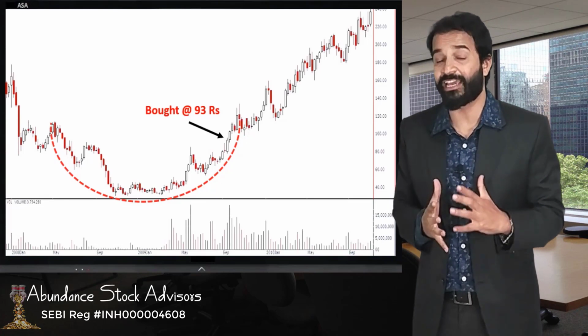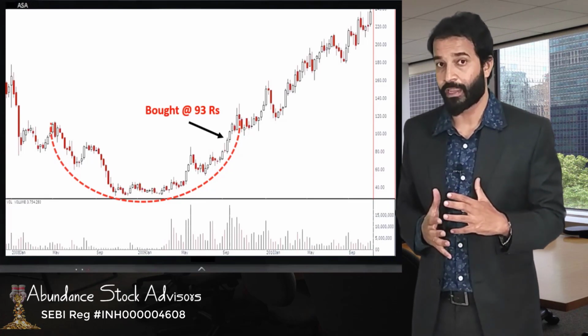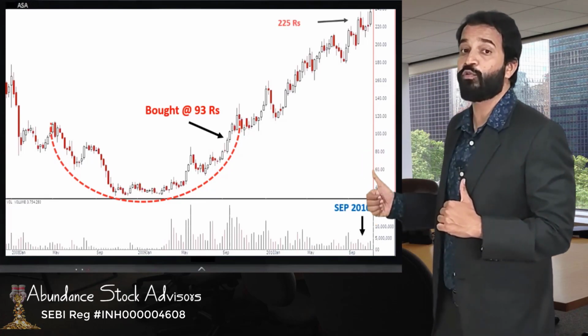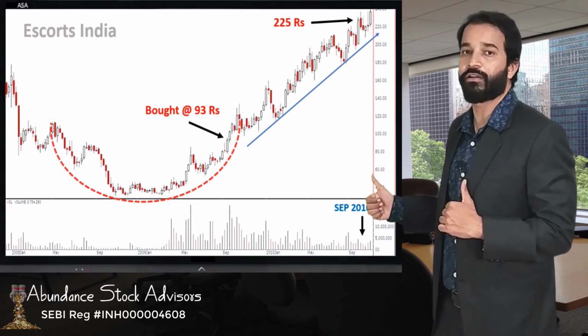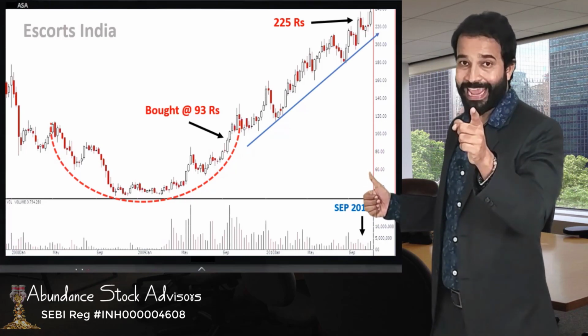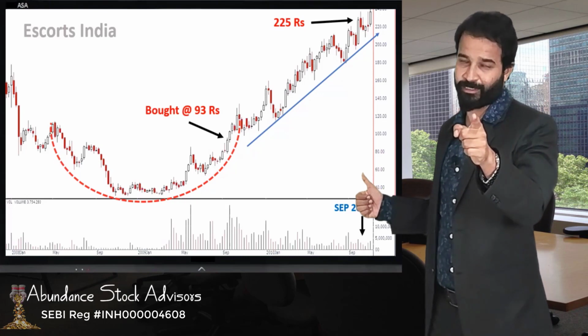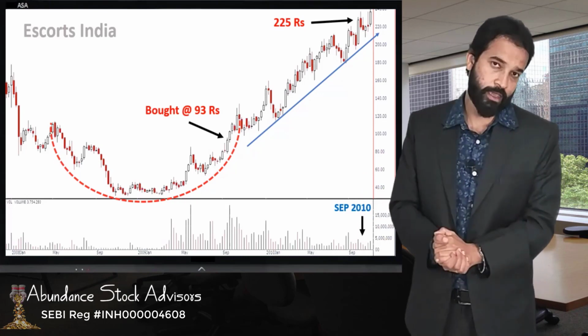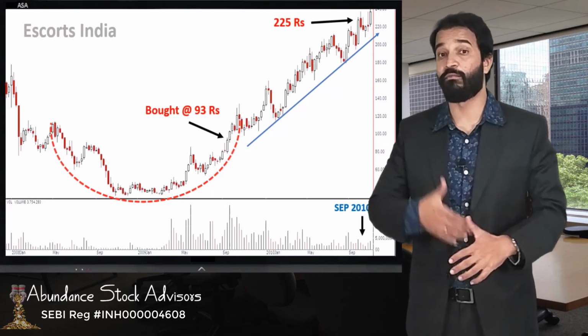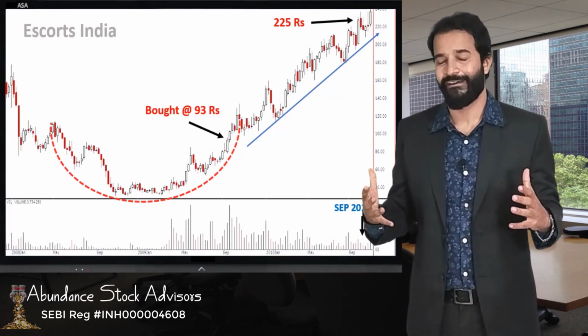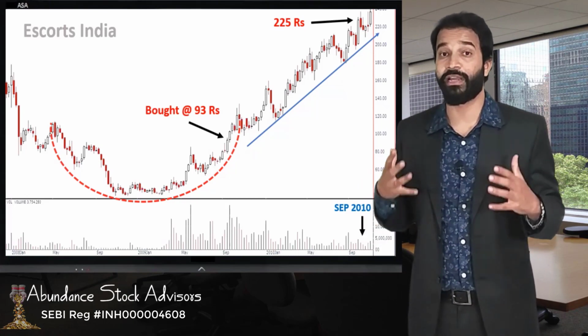So did the stock rally after recommendation? On 18 September 2010, that is after a year, the stock was trading at 225 rupees. In a year, the stock had more than doubled. Friends, that's the power of a rounding bottom pattern.